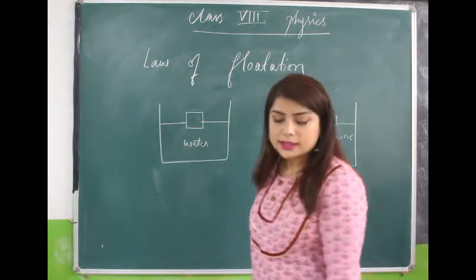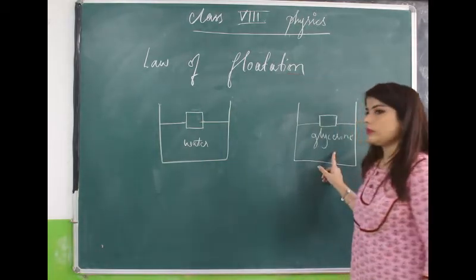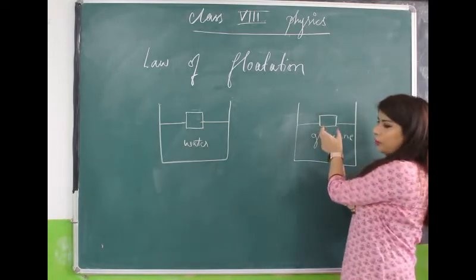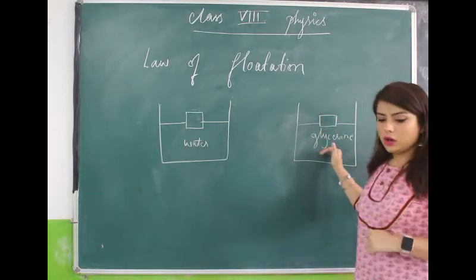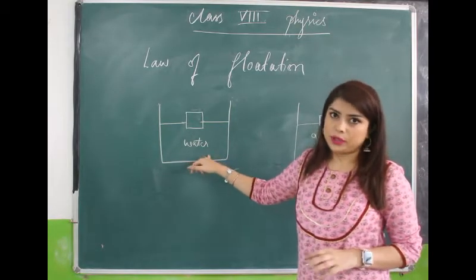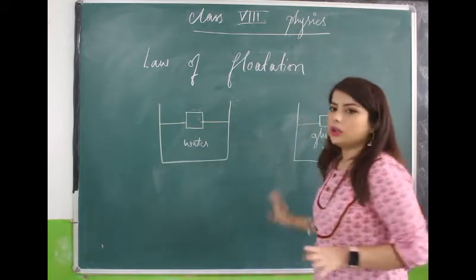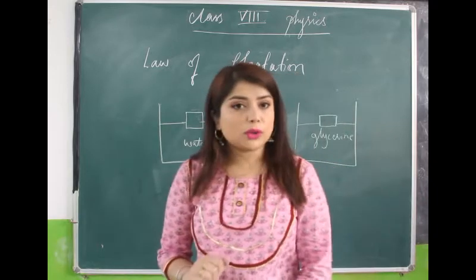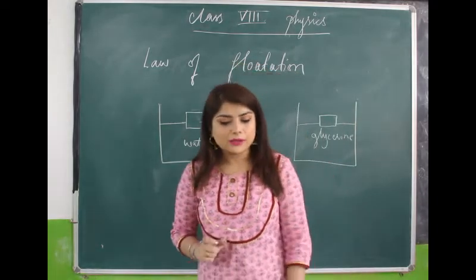Second one is the density of glycerin. We can see that a lesser amount of the object is going inside. So the density of glycerin is more than the density of water. Okay, this is the second conclusion. So from here, the conclusion is given in the book, page number 28. You can follow from that activity itself.